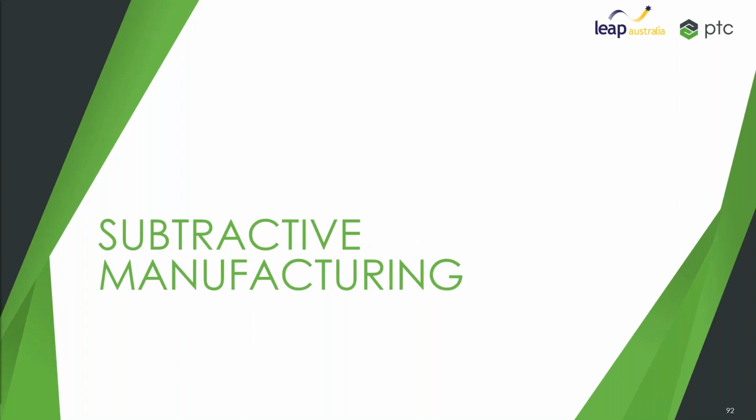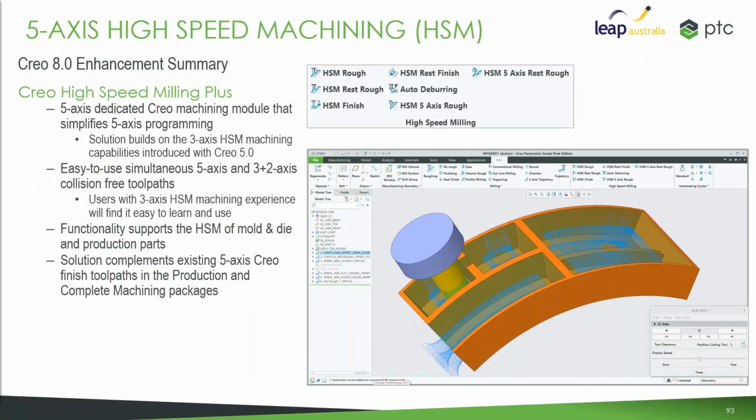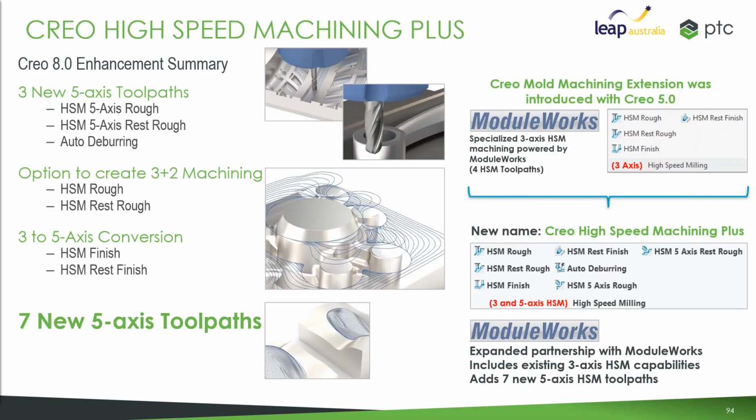Okay. So what's the big new thing in Creo 8 for subtractive is a new module, which is 5-axis high-speed machining. Okay. So this is a new module called High-Speed Milling Plus, which is basically dedicated 5-axis machining using lots of high-speed machining processes. So this has been built by ModuleWorks. So PDC's partnered up with ModuleWorks for a while now on some of the manufacturing stuff. They're creating the material removal simulation tool.